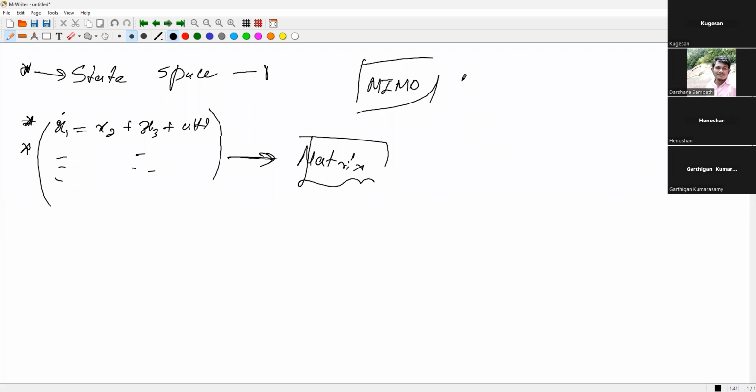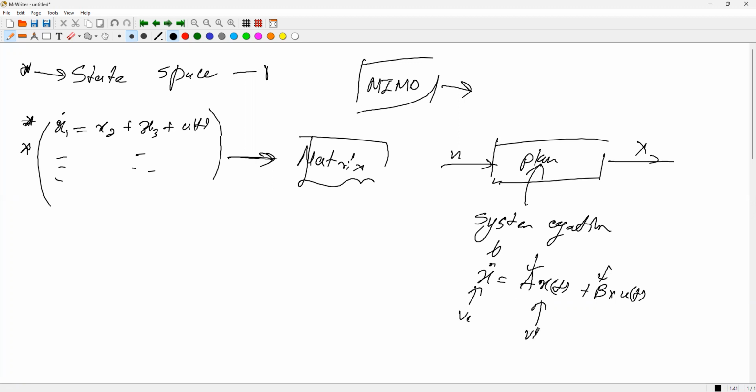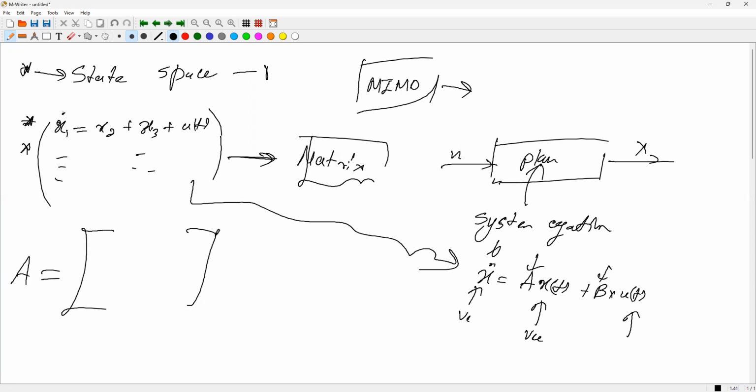We have multiple input, multiple output. We can say if this is the plant, U is the input and X is the output. This is the plant system equation: X dot equals A xt plus B times ut. Those are matrices and those are vectors. B also can be a vector. So we need to convert this system into this matrix format. Then we can write the A matrix and B.